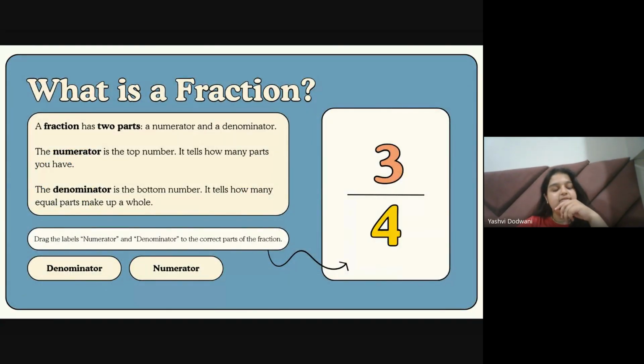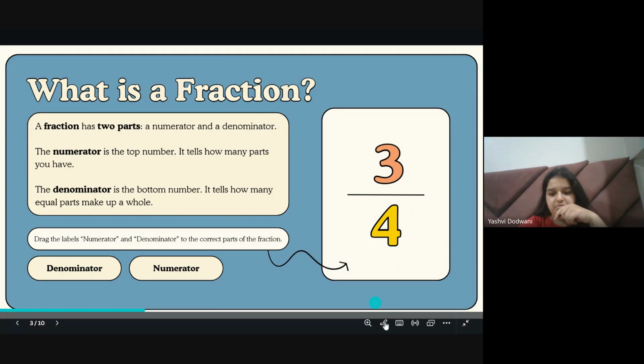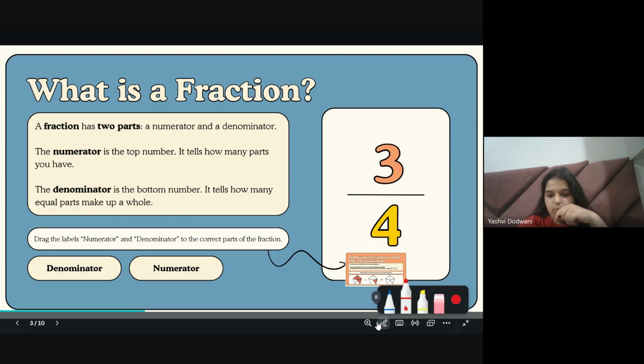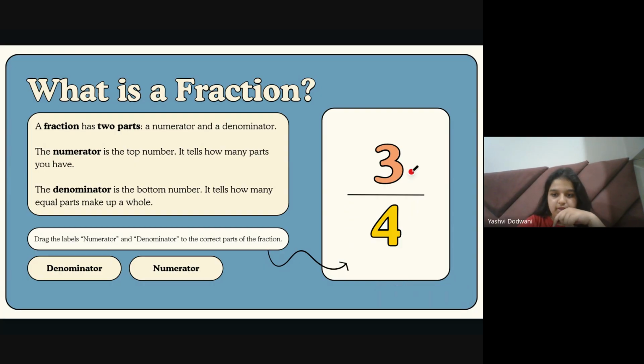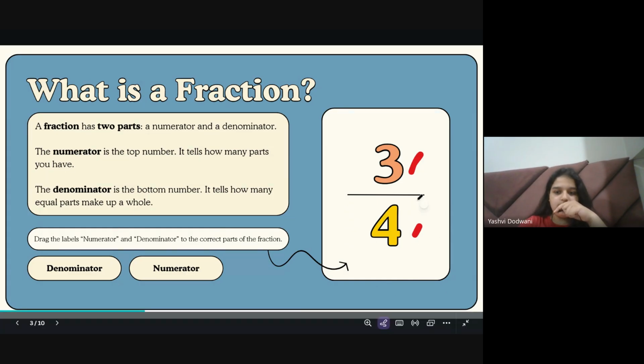What is a fraction actually? A fraction has two parts: one is the numerator and one is the denominator. Let me first tell you what a numerator is. The number which we write above, like 3, is your numerator. The number which is written below, at the bottom, is your denominator.